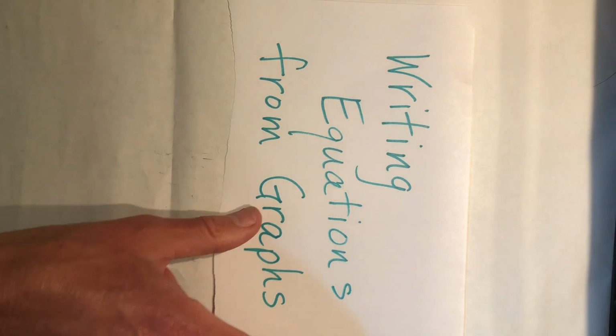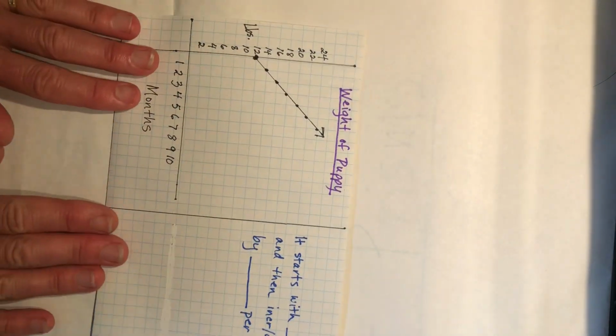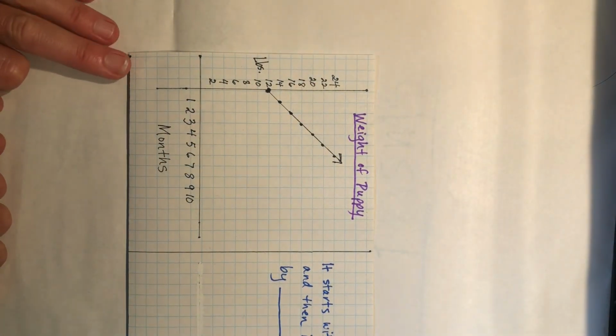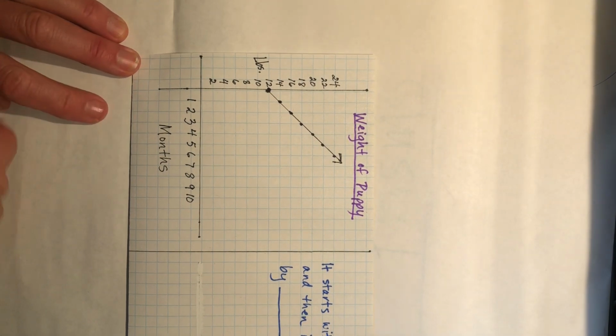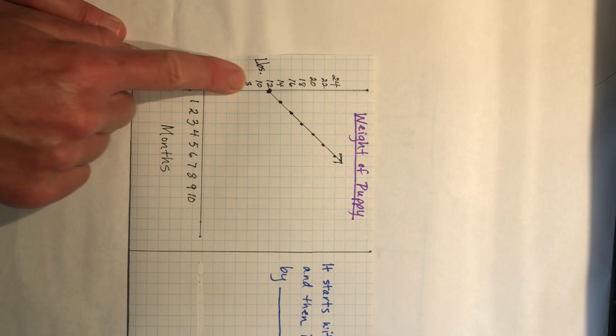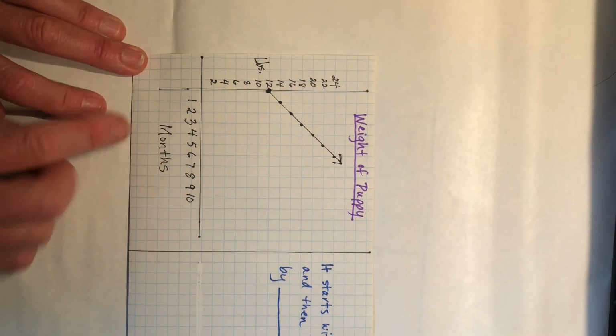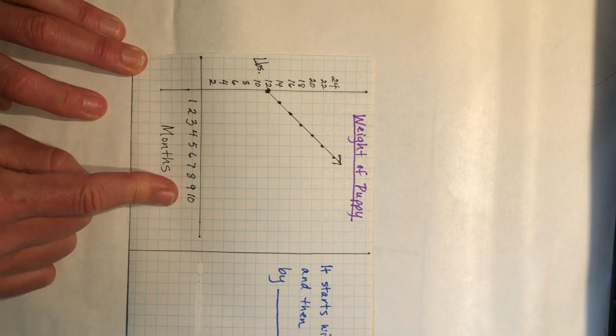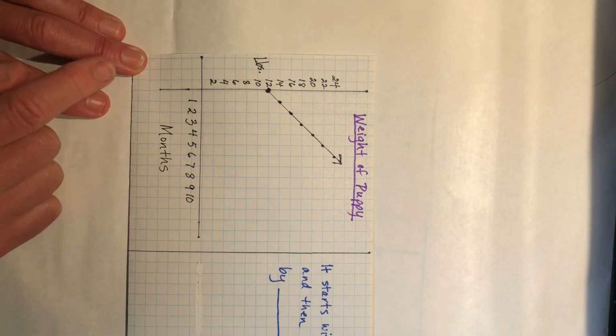Today we're going to talk about how you write an equation just from looking at a graph. And we're going to start off with this one. So let's take a look at what this graph is about first. It's entitled Weight of a Puppy. We've got pounds over here, 2, 4, 6, so it's counting by twos with the pounds. And we've got months down here, counting by ones.